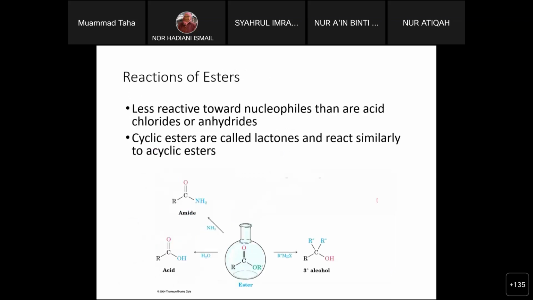Esters are less reactive towards nucleophiles than acid chloride or acetic anhydride. Cyclic esters are called lactones. Always remember, cyclic esters are called lactones, because ester can be formed in cyclic compounds. Ester can be converted to amide, or to acetic anhydride, or if we treat with Grignard reagent, it can be converted into alcohol. Next slide.